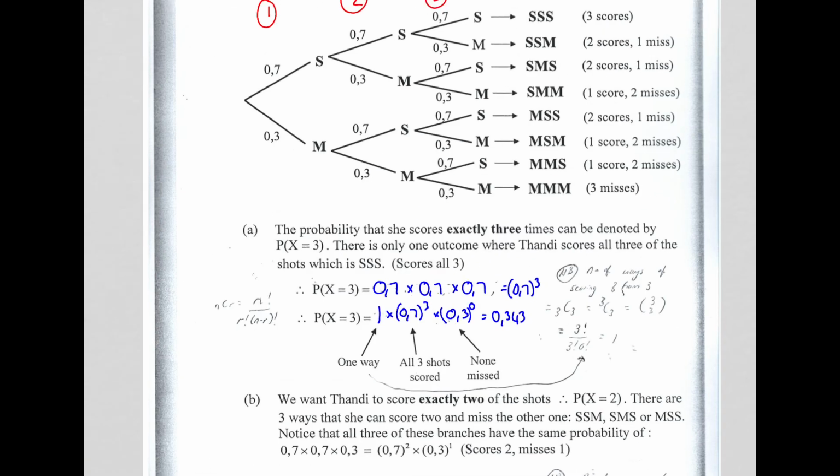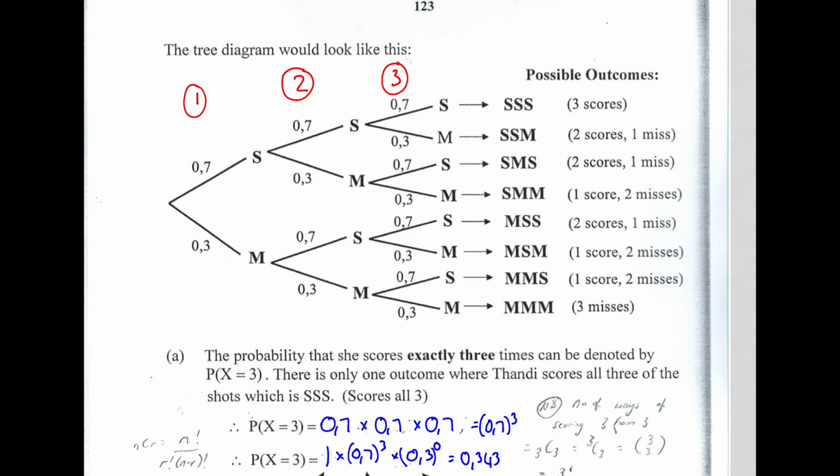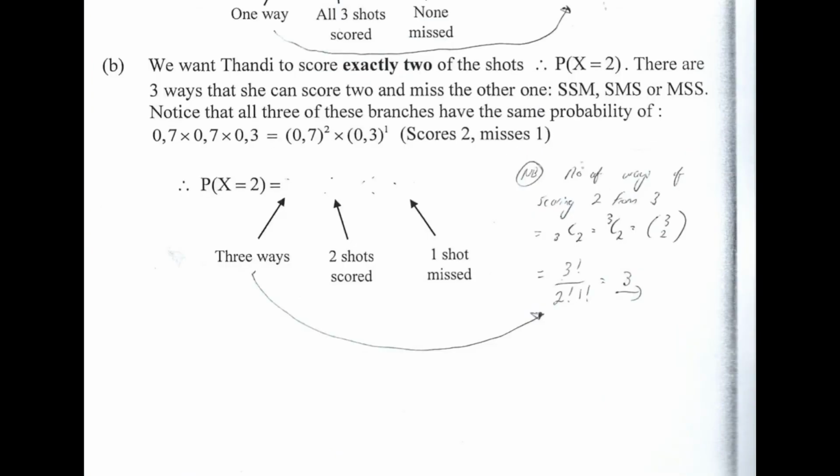Let's look back at the tree diagram to illustrate that. Looking at her scoring twice and missing once, there's one option, there's another option, and there's another option. So there are 3 ways. Either she scores twice first and then misses, or she scores, misses, then scores, or she misses and then scores and then scores. So there are 3 ways, as we've just discovered, that she can score twice and miss once.